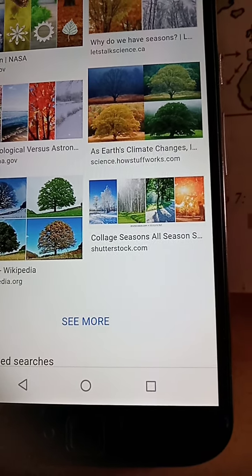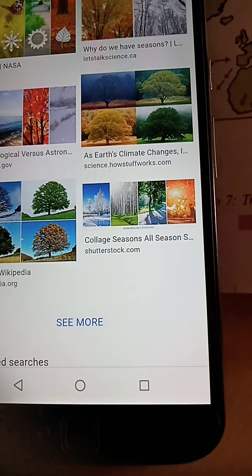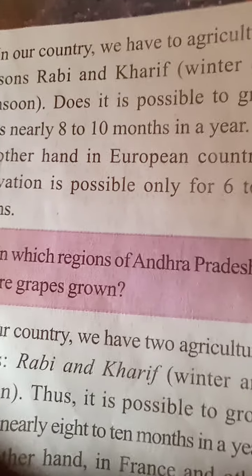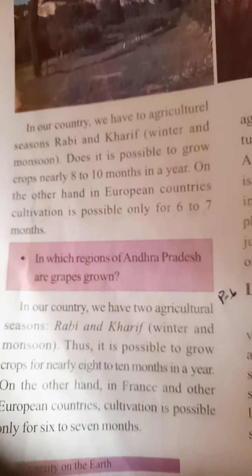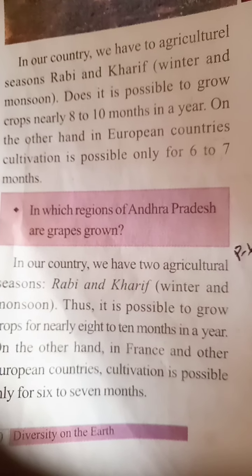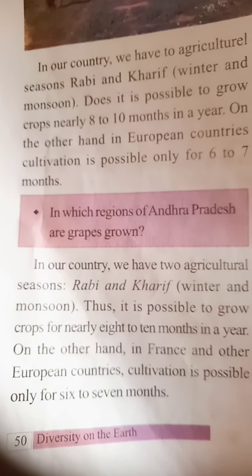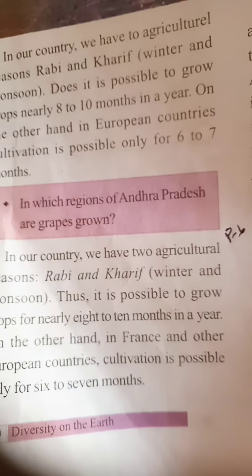In our country we have two agricultural seasons, Rabi and Kharif, winter and monsoon. Here we get about 8 to 10 months for cultivation and getting crops. But on the other hand, in European countries cultivation is possible only for 6 to 7 months.